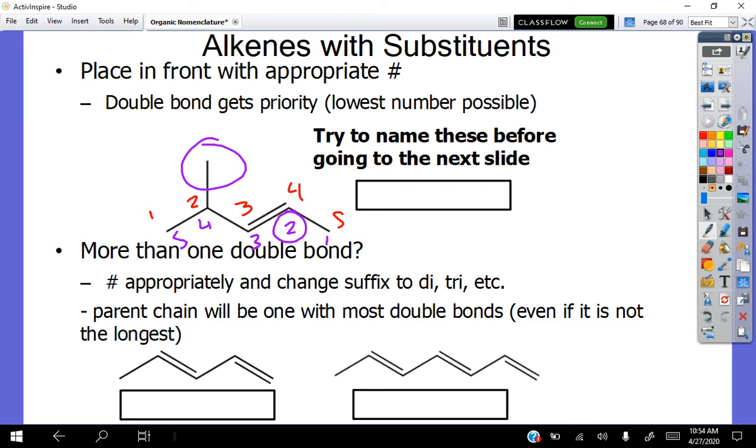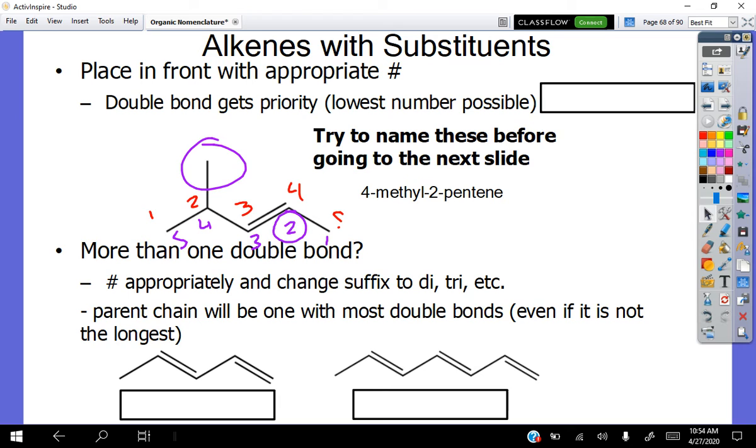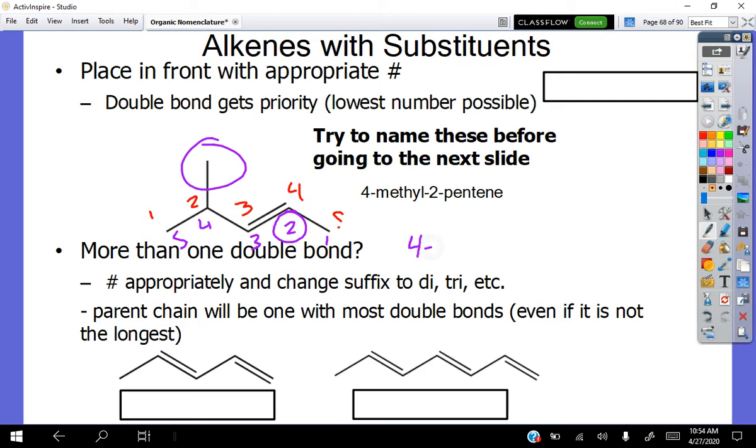Okay, welcome back. So the first one, we have a 5-carbon chain. So that is going to go from pentane to pentene. We need a number to represent the double bond, so 2-pentene, and then a number to represent our substituent. It's a methyl group, so this would be 4-methyl-2-pentene. So let me clean that up a little bit. 4-methyl-2-pentene.